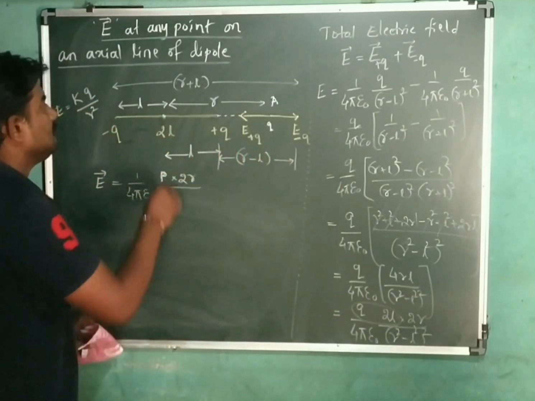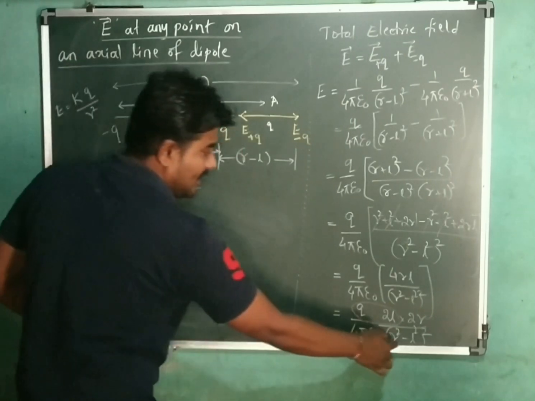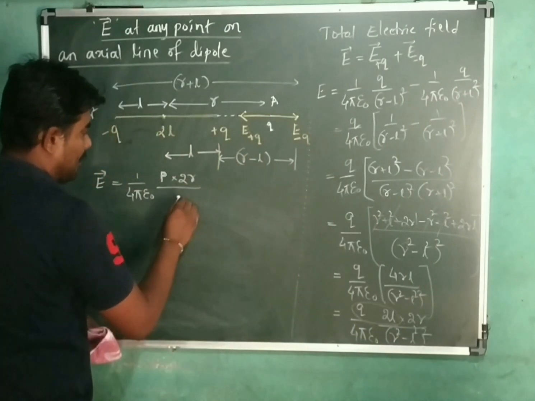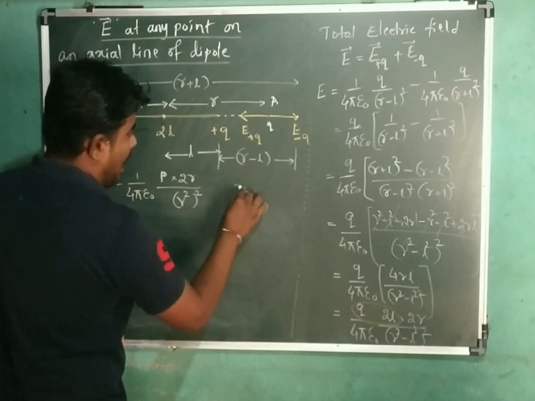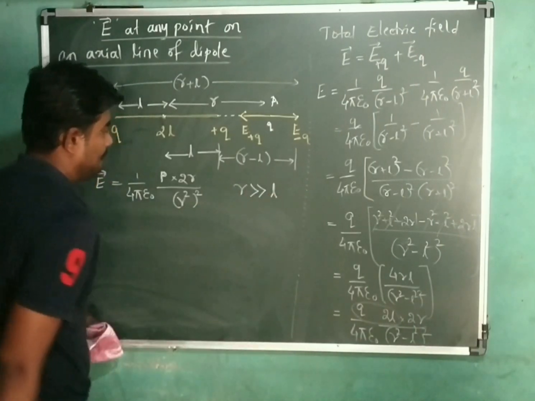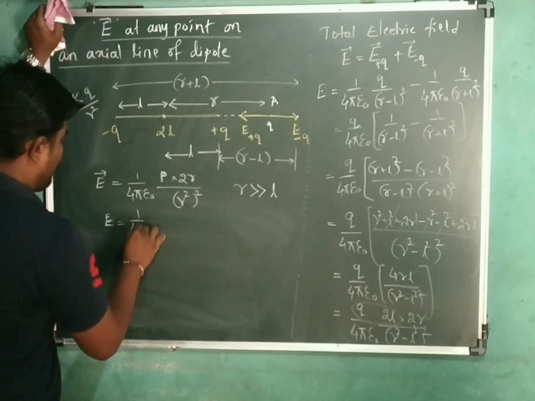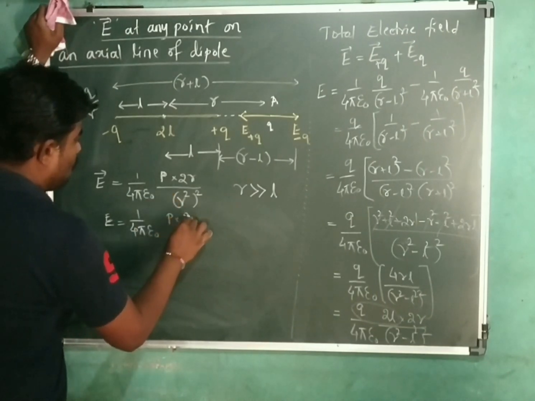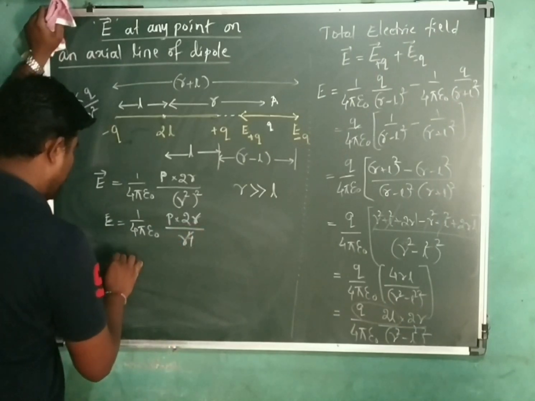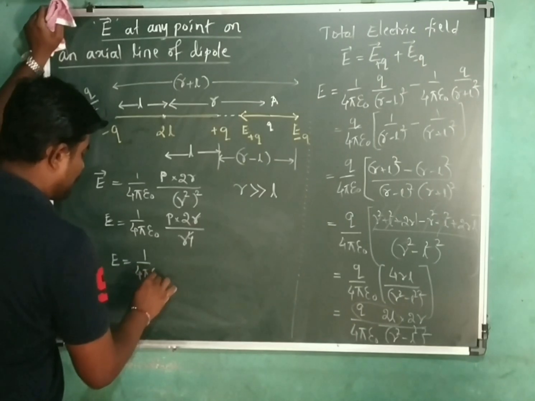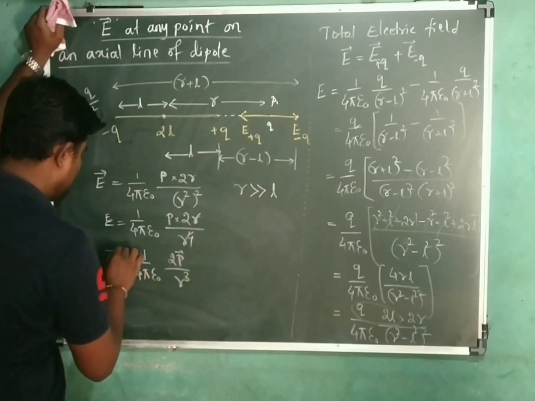As you can see here, this L is a very small distance compared to R. Therefore, we can neglect L here. If we neglect L, what is remaining? R square is remaining to the power square, because R is much greater than L. And electric field E is equal to 1 divided by 4 pi epsilon naught, P into 2R divided by R to the power 4. One R is cancelled, therefore E is equal to 1 divided by 4 pi epsilon naught, 2P divided by R cube. This is the electric field.